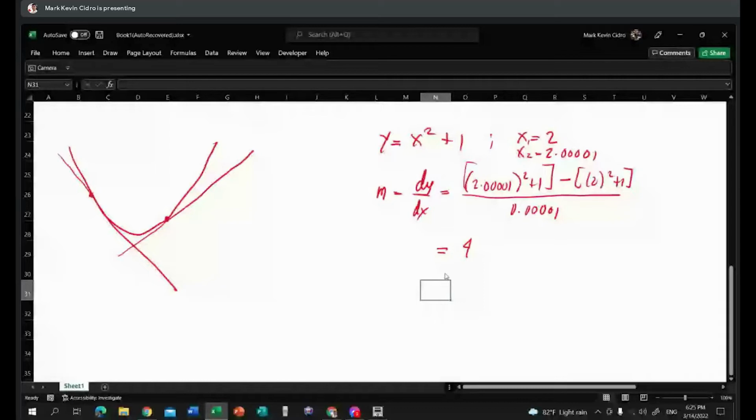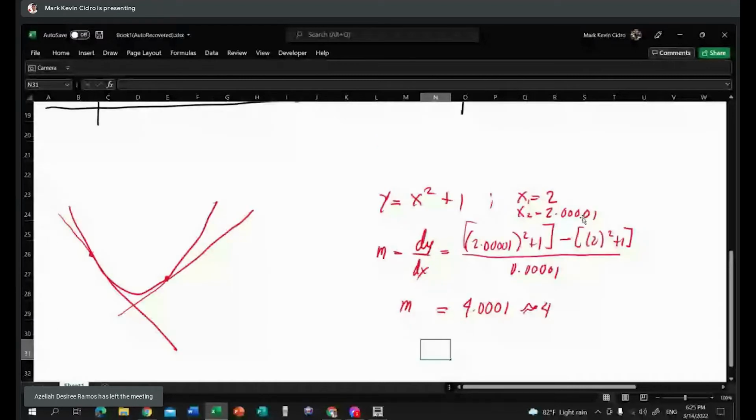There is a discrepancy of 0.0001 because we did not use a very small value of change in x, right? If you try to add more zeros here, of course, your number, your slope, will approach 4. So to improve the accuracy, we will use a very small number so that it becomes almost equal to 4. So the change in x is almost equal to 0, approaching 0. That is the principle here in the delta method.